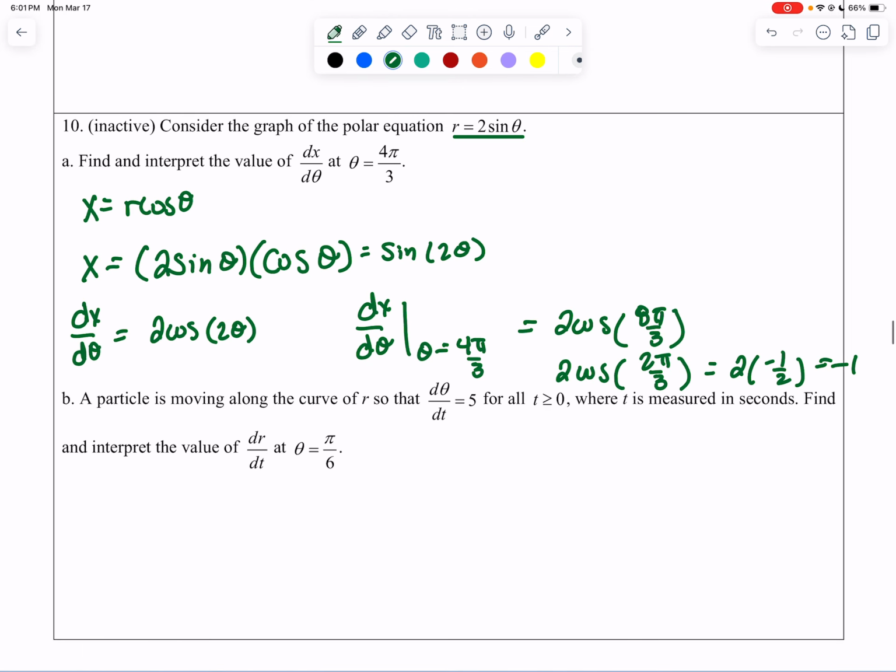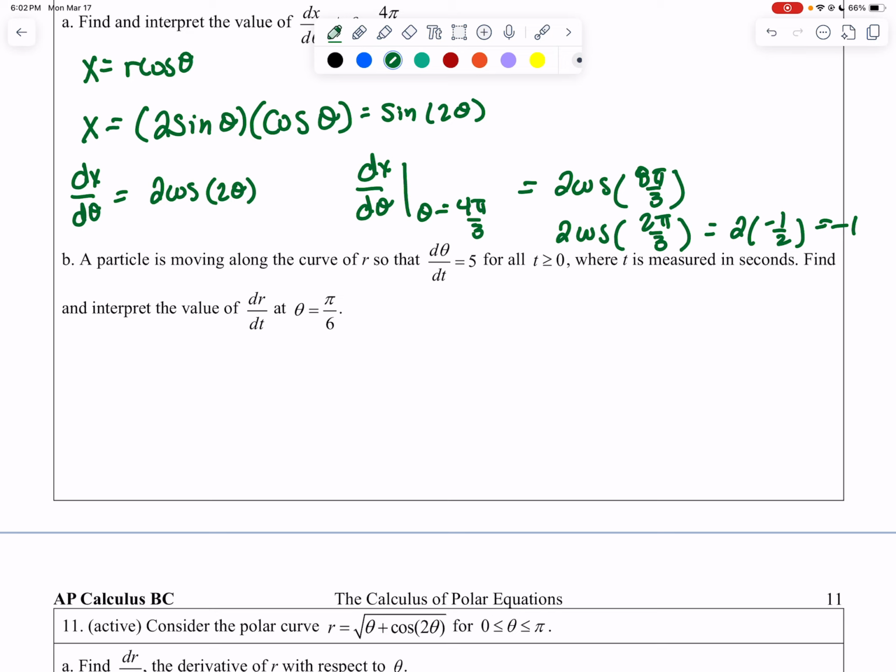All right, so what does this mean? Well, this means that the x-coordinate of the particle is moving to the left at a rate of 1, because we know that dx/dt is less than 0 when theta is equal to 4 pi over 3.